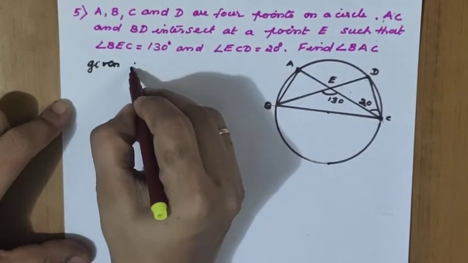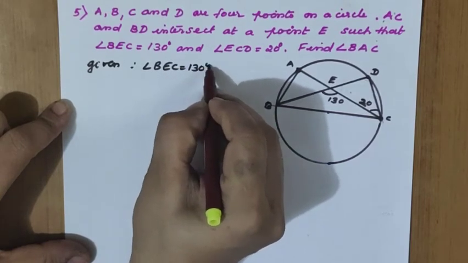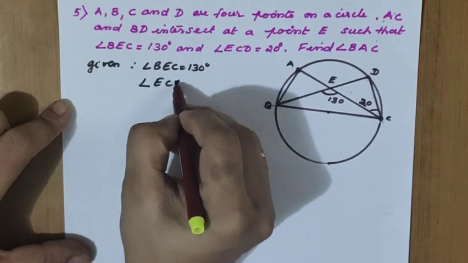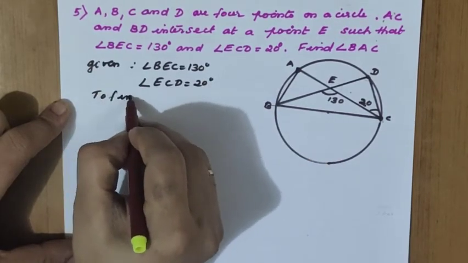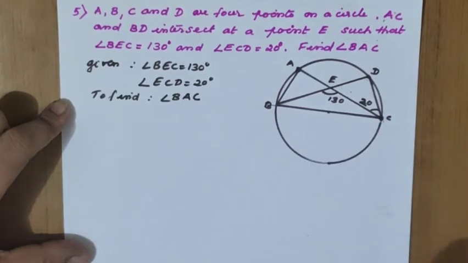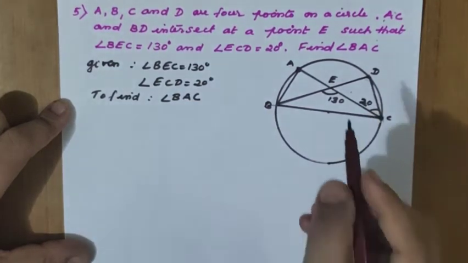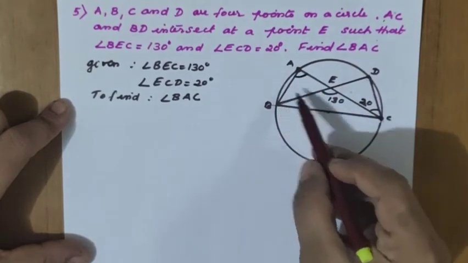Angle BEC is equal to 130 degrees. Angle ECD is equal to 20 degrees. To find angle BAC. Already the diagram is given in the question, so we can find angle BAC here. This is asked in the question, BAC.